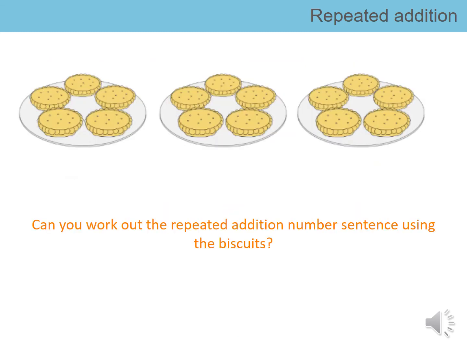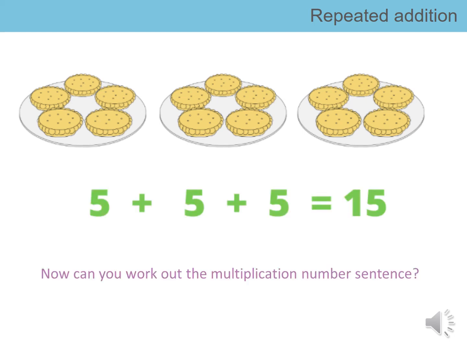Now have a look at this picture of biscuits. Can you work out the repeated addition number sentence using the biscuits? Pause the video and have a go. Yes, that's right. My number sentence says 5 plus 5 plus 5 equals 15. 5, 10, 15. So the number 5 is being repeated in my repeated addition number sentence.